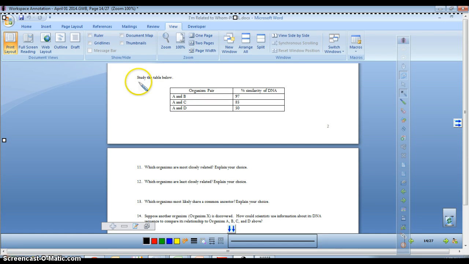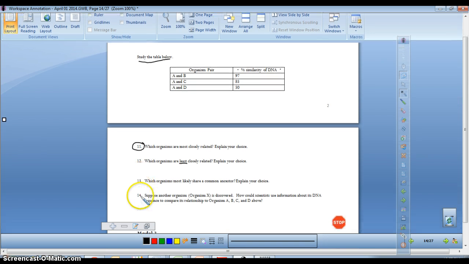Okay, now here's this table. Organism pair A and B, A and C, A and D, percent similarity of DNA. Which organisms are most closely related? Organism A and B have 97% similarity. Organisms A and C have 85% similarity. Organisms A and D have 50% similarity. So what's the answer to that question? Which organisms are least closely related? Which organisms most likely share a common ancestor?